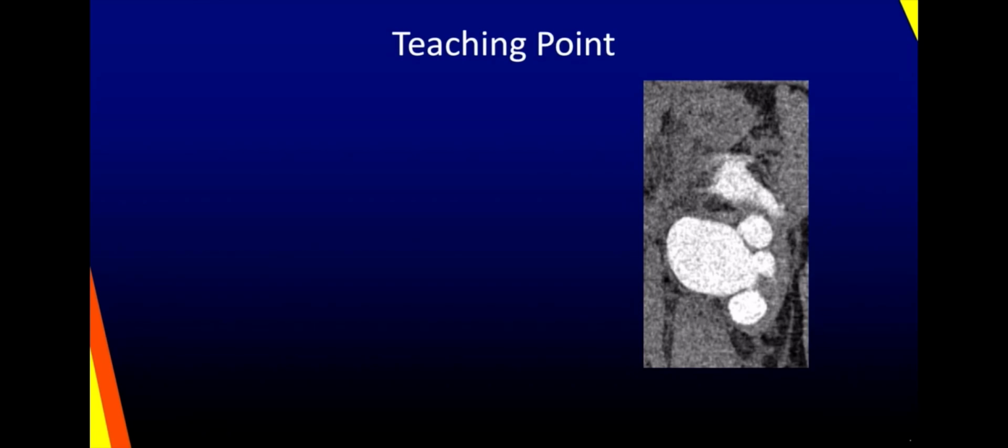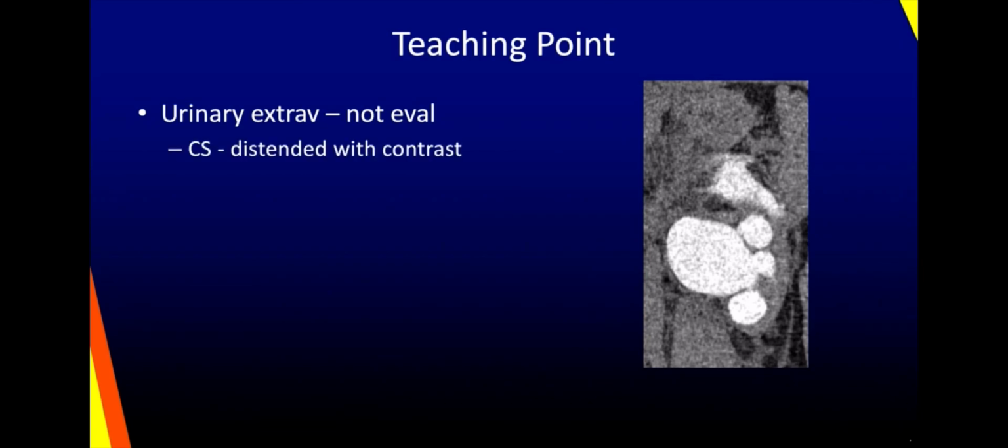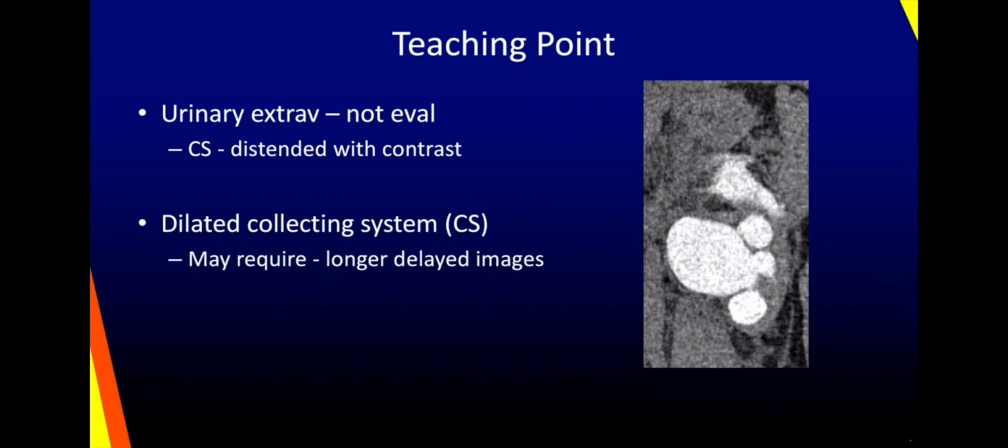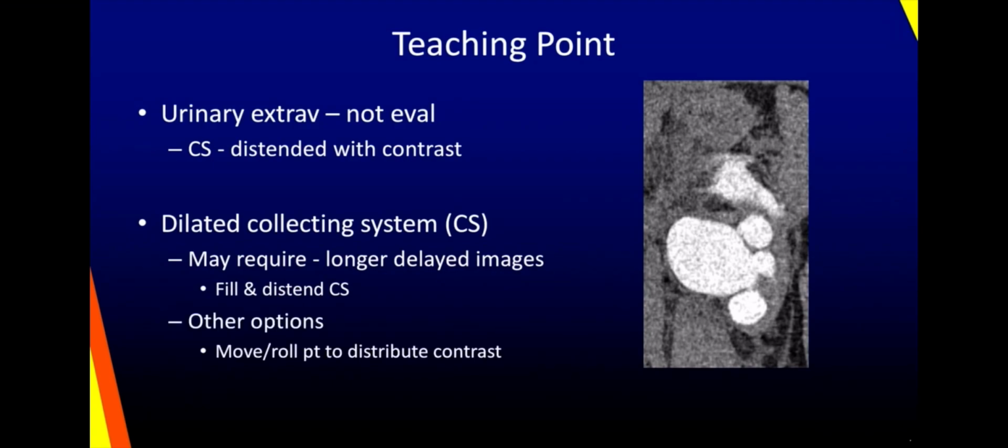So our teaching point here is that urinary extravasation has not been adequately evaluated for until the collecting system is distended with contrast. A dilated collecting system may require longer delayed images to fill and distend the collecting system. Other options are to move or roll the patient around to distribute contrast, but this can only be done once the spines are cleared.